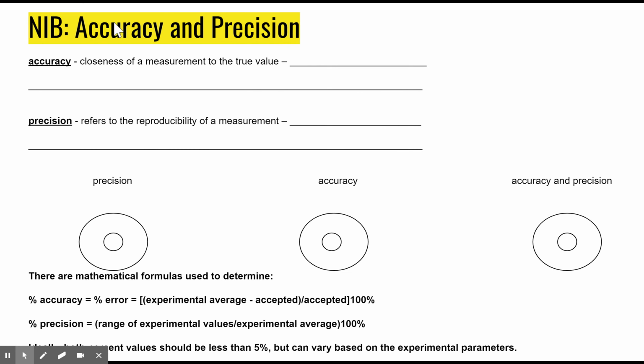This is not in the textbook, but it is going to be important for you to know the difference between the two. And yes, there is a difference as well. Accuracy is going to be the closeness of a measurement to the true value.